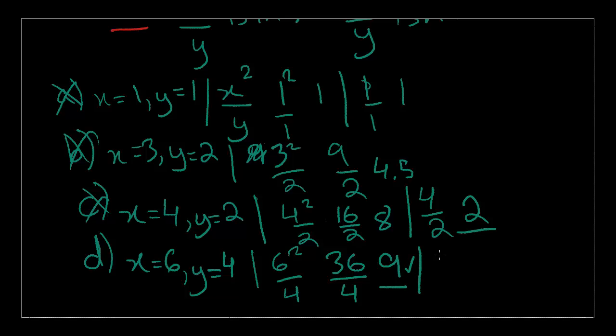But let's try the next property. X divided by y will not be an integer. So x divided by y is 6 over 4. And that simplifies to 3 over 2, which is also 1.5. 1.5 is not an integer. So our correct answer, after plugging in a lot of answer choices, is D.